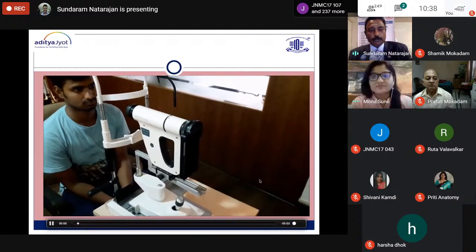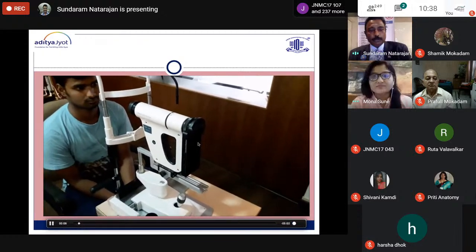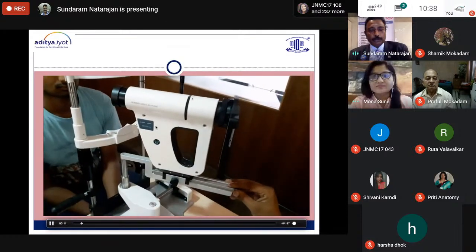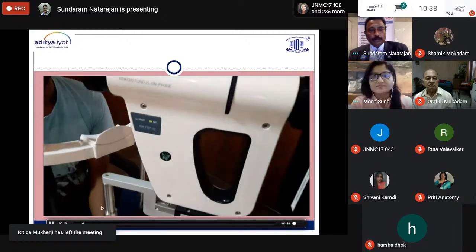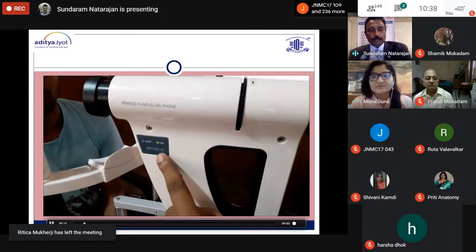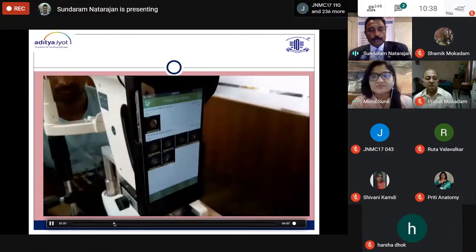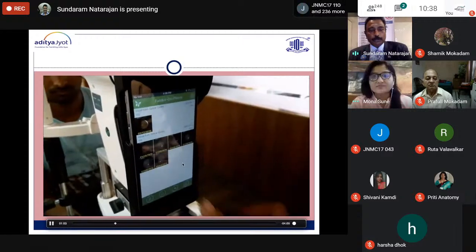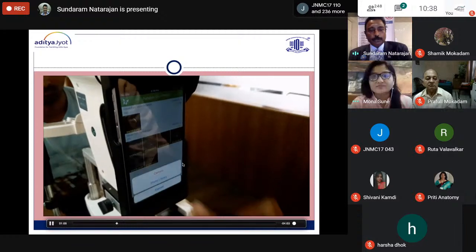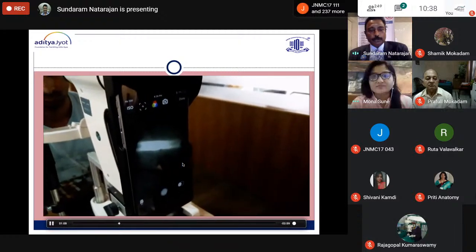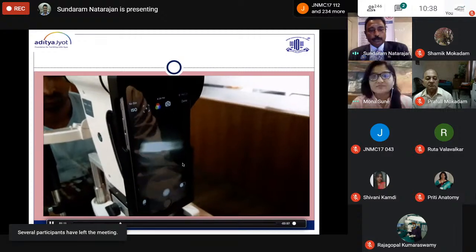So you can see this is the fundus camera, the mobile phone, and that's the attachment which is developed by Remidio in Bangalore, whose founder is an IIT, MIT graduate, and you can see this is how anybody can do it. We have trained three Maharashtrian boys who are school dropouts. They handle this. And everybody knows they can use the mobile phone.